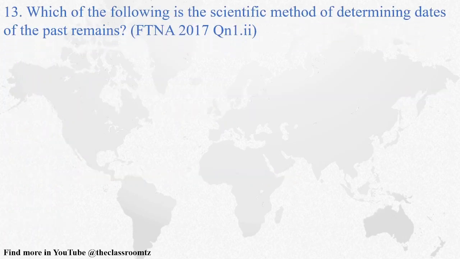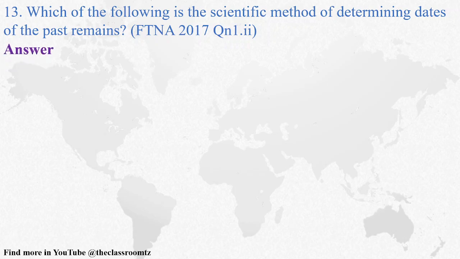Question number 13. Which of the following is a scientific method of determining dates of the past remains? In a previous question, I mentioned to you the four methods of determining dates, and I also told you about the scientific methods. We have two scientific methods. Why do we have two different names? It depends on the age of the remains. One measures from this year to that year, and another measures from that year to another year. That's why we have those two scientific methods.